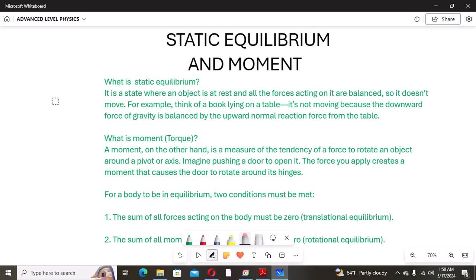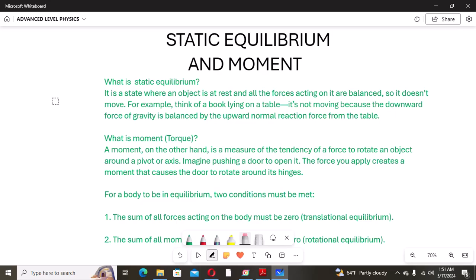How about a moment? What is it? The other name for moment is torque. So torque or moment, on the other hand, is just the measure of the tendency of a force to rotate an object about a pivot or axis. So think of you pushing a door to open it. You are applying a force, right? So the force that you are applying creates a moment that causes the door to rotate around its hinge. Let's hope that is clear. Okay, I guess I've explained it in simple terms.